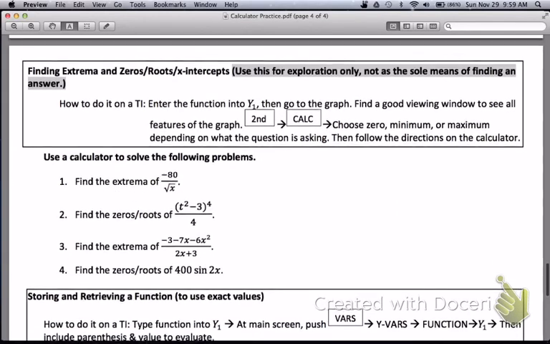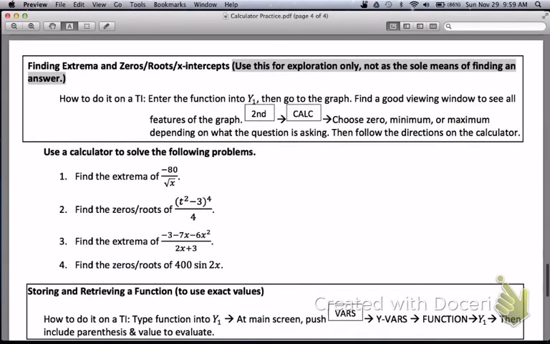Finding extrema and roots and zeros. Notice that it has this little gray box right here. It says, use this for exploration only, not as the sole means of finding an answer. I put that there because on the free response questions, sometimes you'll be asked to do this. And it'll be on the calculator section, but this is one of the things that you are not, I repeat, you are not allowed to use your calculator to find zeros and roots and x-intercepts as the only way. If they want you to do it on a problem, you actually have to do it from the beginning and show your work for it. They will not accept just the calculator answer.